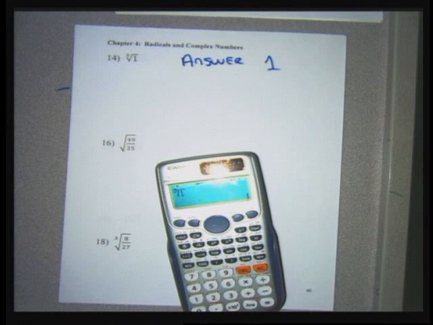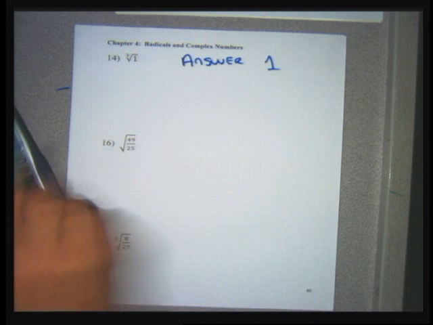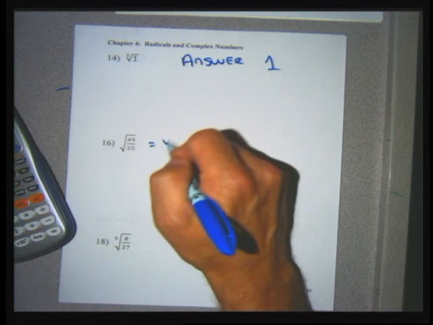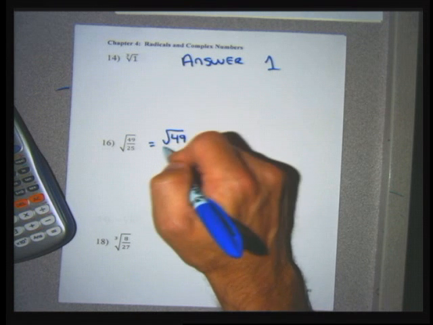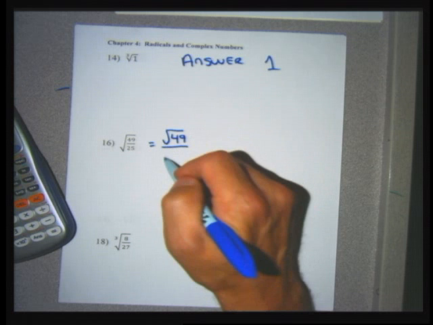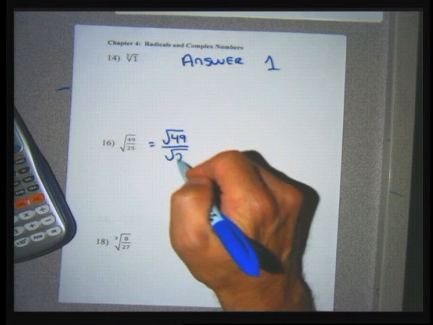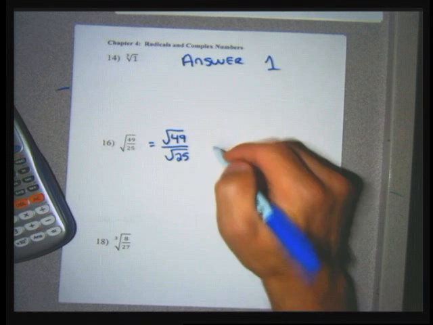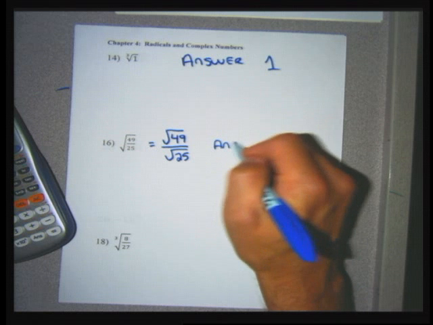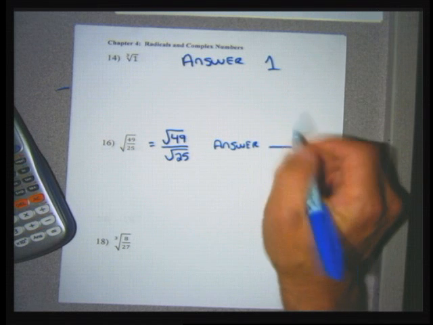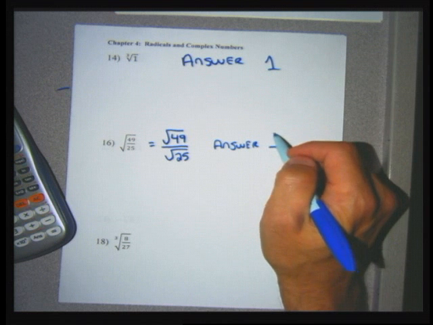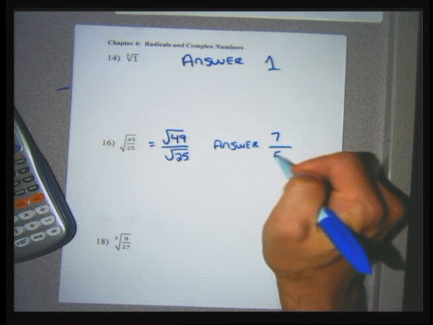For 16, it's not hard to enter on my calculator. The square root of a fraction, you do the square root of the numerator and leave that number in the numerator. You do the square root of the denominator, you leave that number in the denominator. The answer to this is going to be 7 over 5 because the square root of 49 is 7 and the square root of 25 is 5.